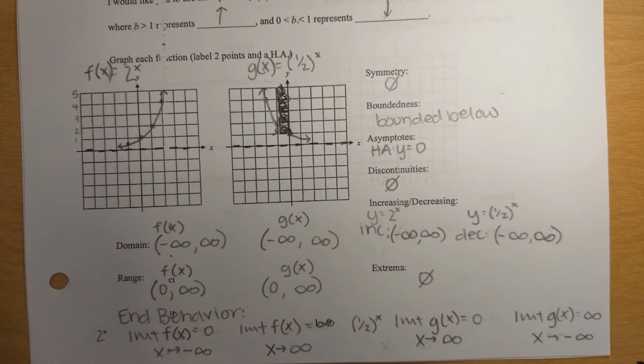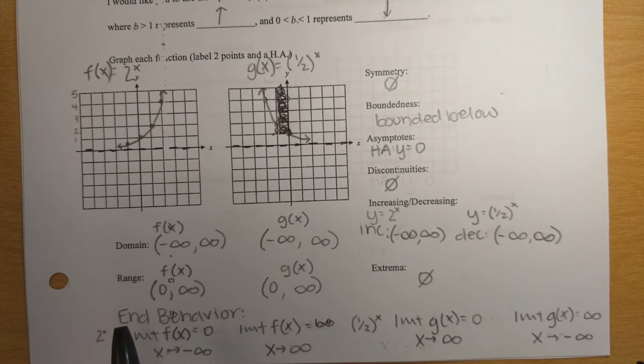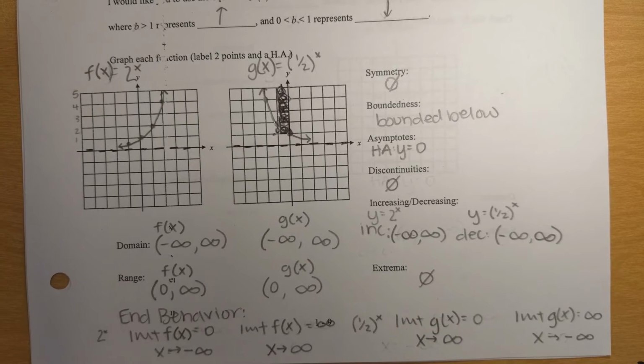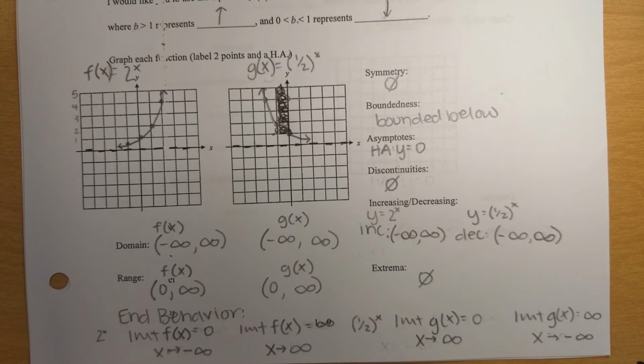The domain for function f of x equals 2 to the x is all real numbers, or negative infinity to infinity, because there are no restrictions. The range for f of x equals 2 to the x is 0 to infinity because of the asymptote approaching 0. The domain for g of x equals 1/2 to the x is all real numbers because of no restrictions, and the range is 0 to infinity. The horizontal asymptote for both functions is y equals 0.